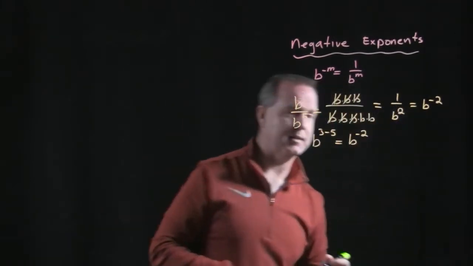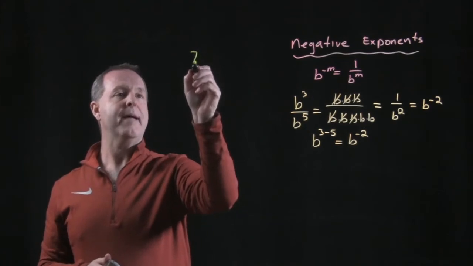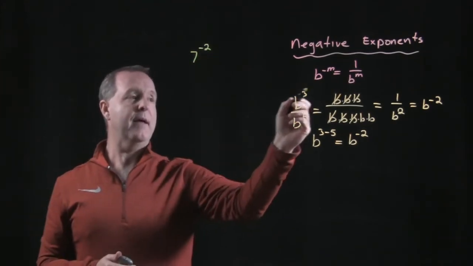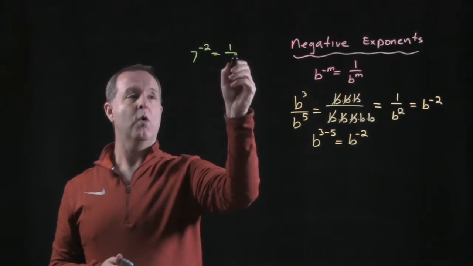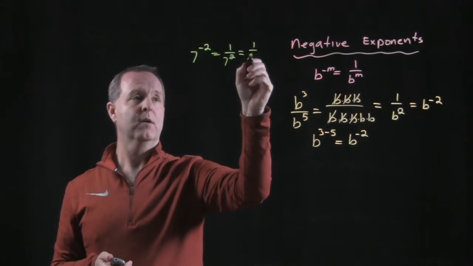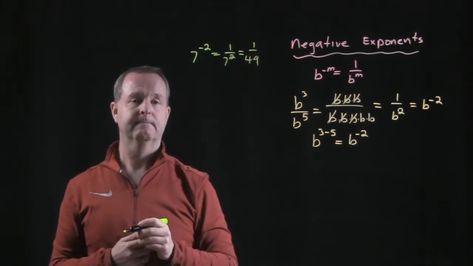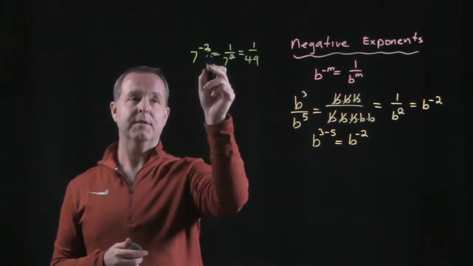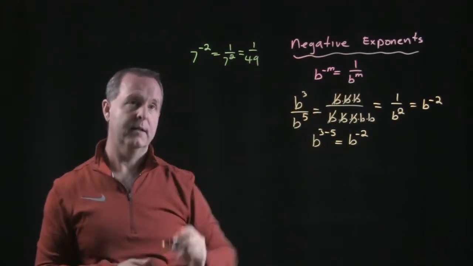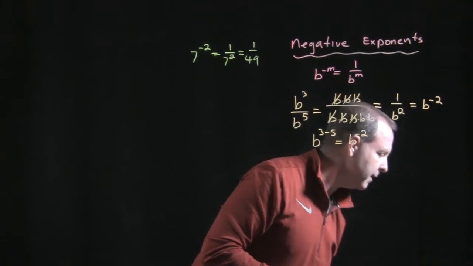So let's look at a couple examples. What do we make of 7 to the negative 2? Well, that becomes 1 over 7 squared, and then we can reduce that down to 1 over 49. So 7 to the negative 2, if we follow this pattern, produces 1 over 7 to the positive 2.